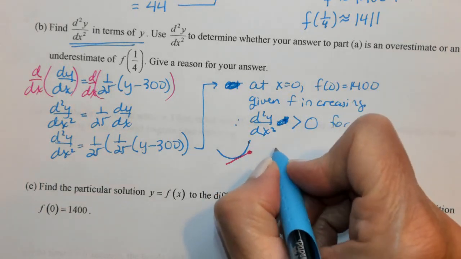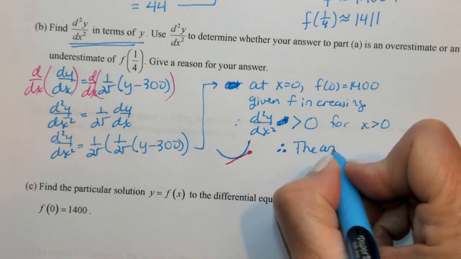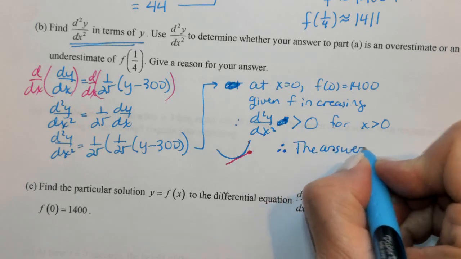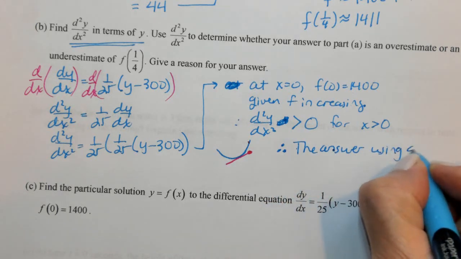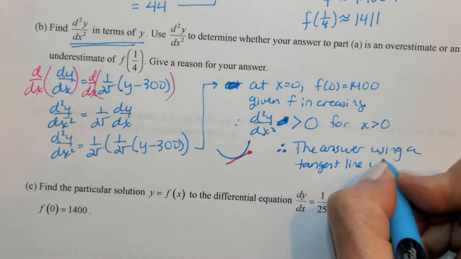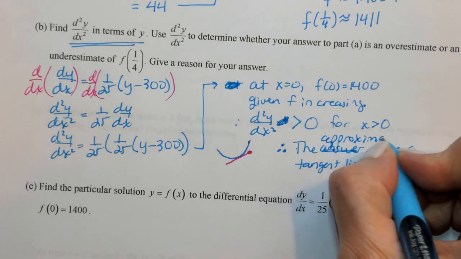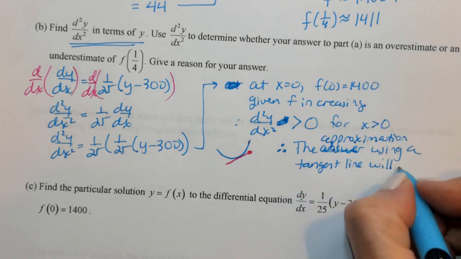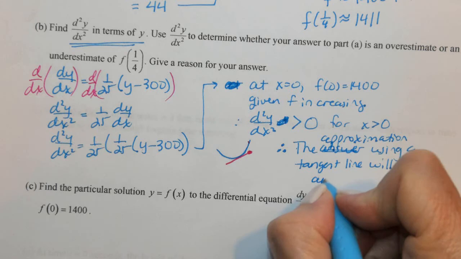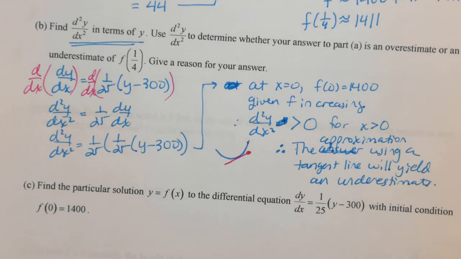Okay? So I'm going to say, therefore, the approximation using a tangent line will yield an underestimate, since we used a tangent line on a concave up curve. Okay?